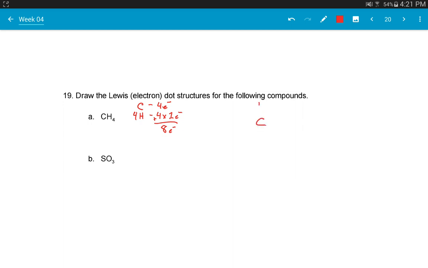We start with the carbon in the middle, surrounded by the 4 hydrogens of the formula, and we place 8 electrons around the central atom. We've used all 8. Every atom has its complete octet, remembering that hydrogen is happy with 2 electrons because its row of the periodic table only has 2 elements.